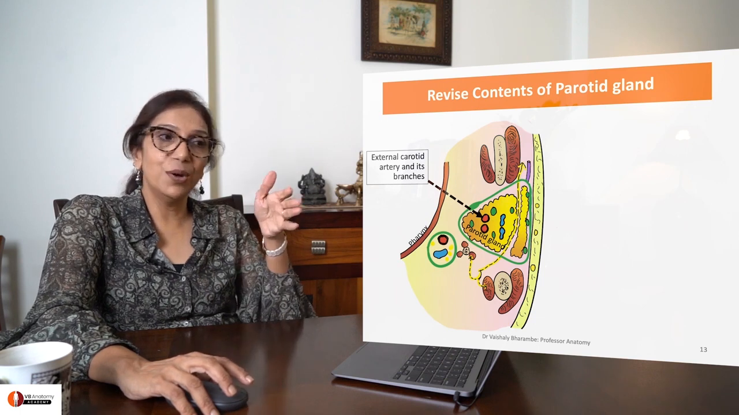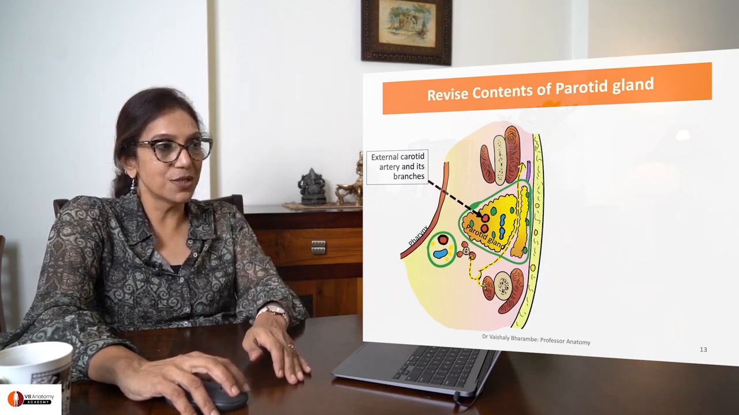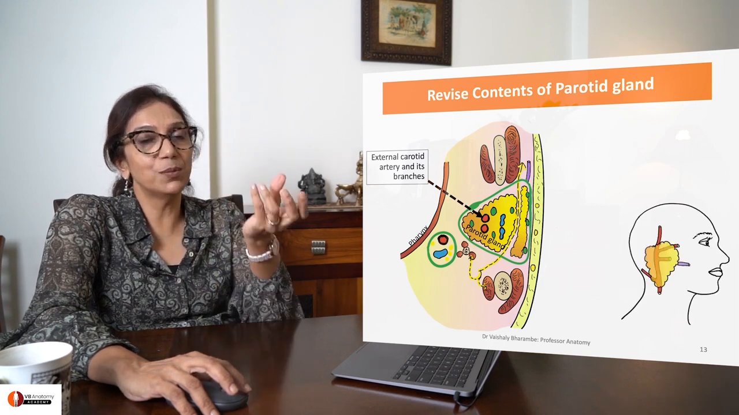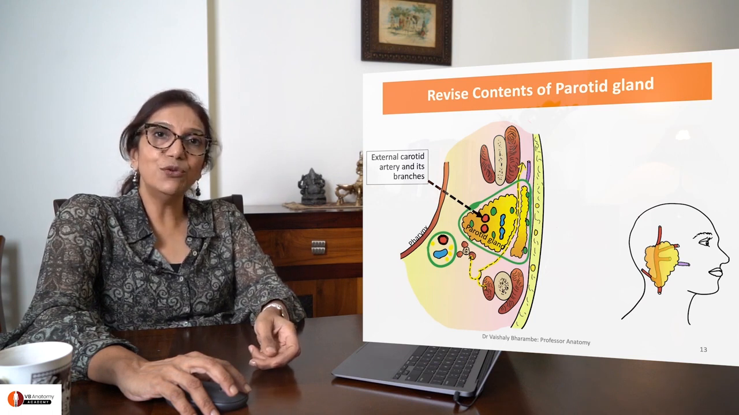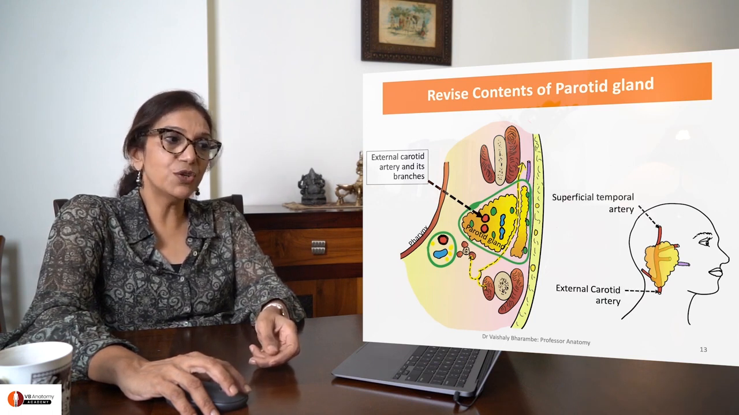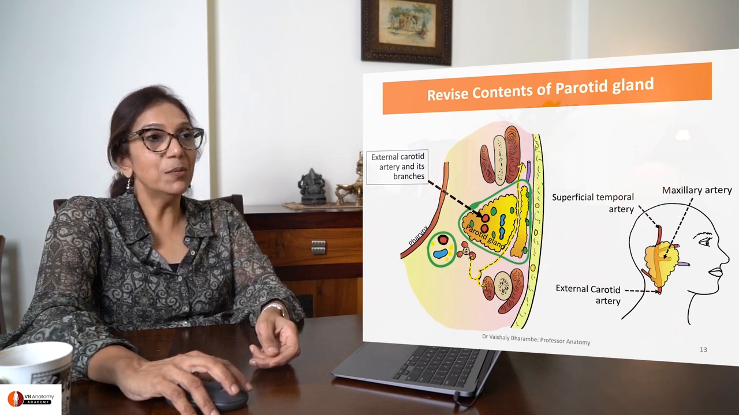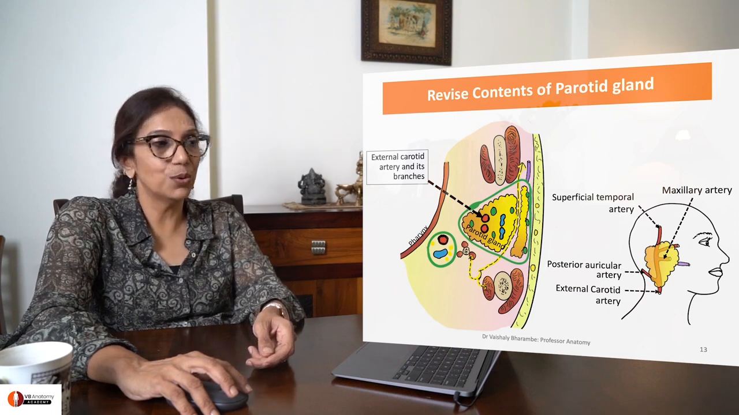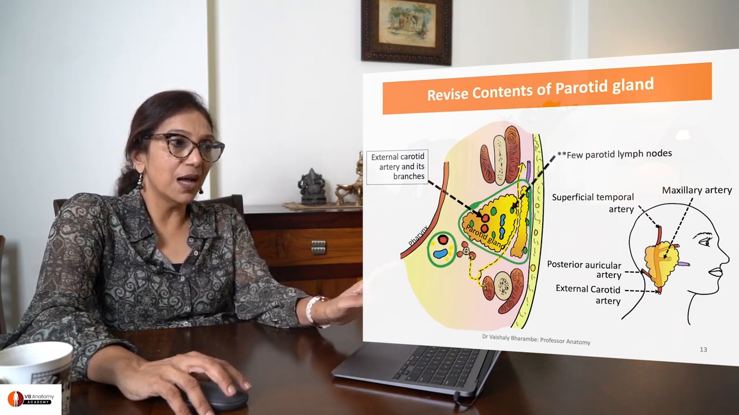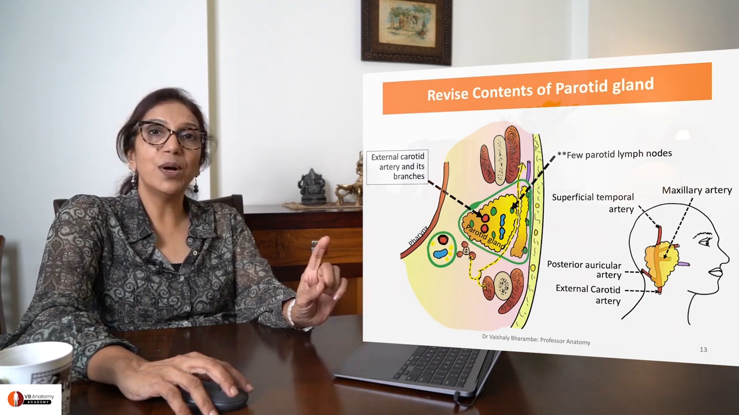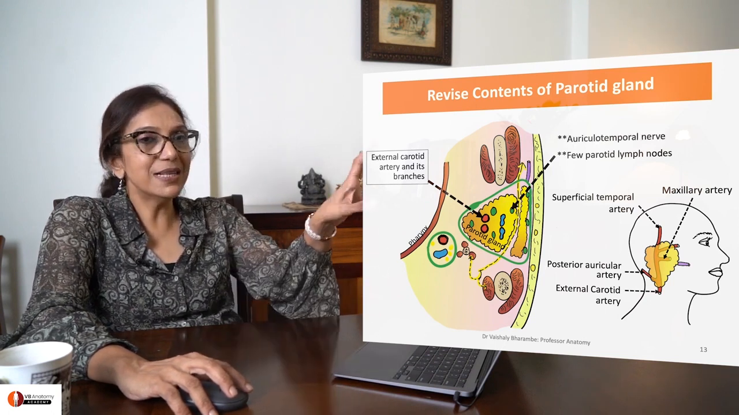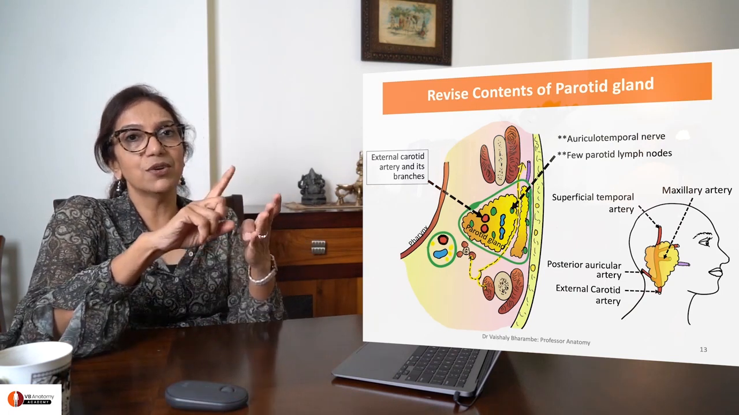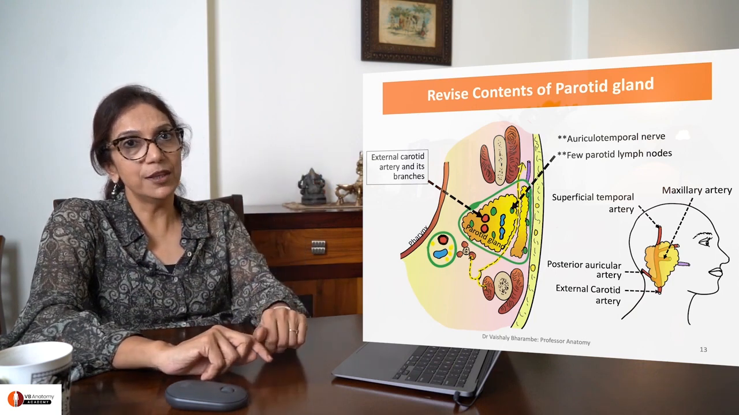On the deepest side, you have the external carotid artery and its branches. So what are the branches? External carotid artery enters into the parotid gland from the carotid triangle, dividing into its terminal branches, superficial temporal and the maxillary artery. Sometimes it also gives rise to the posterior auricular artery within the gland itself. Okay. Other contents here are a few parotid lymph nodes and one auriculotemporal nerve. So these are the contents of the parotid gland: facial nerve, retromandibular vein, external carotid artery, parotid lymph nodes, auriculotemporal nerve. Okay.